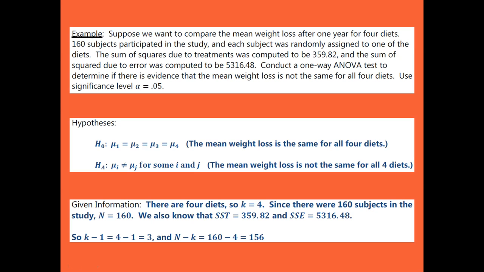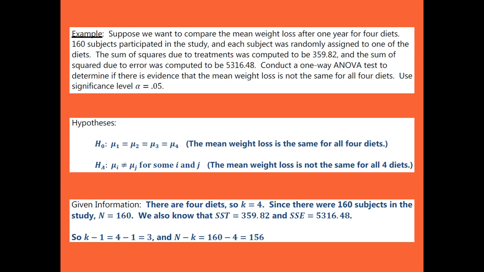So we can see that in the hypotheses, where the null is that mu1 equals mu2 equals mu3 equals mu4. All 4 population means are identical, or the mean weight loss is the same for all 4 diets, to be a little more specific. Then the alternative, it doesn't have to be that they're all different, but just that there's a difference somewhere. So the mean weight loss is not the same for all 4 diets. In other words, there are at least 2 diets where the mean weight loss is different.